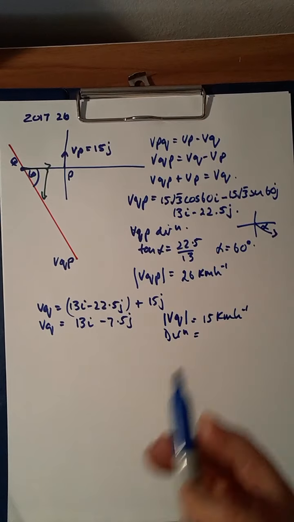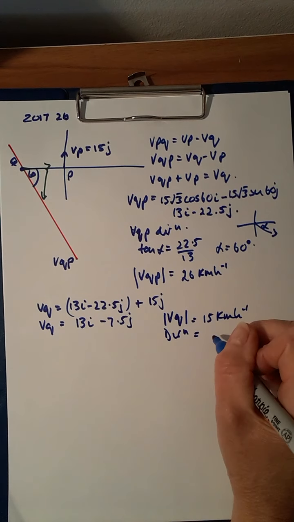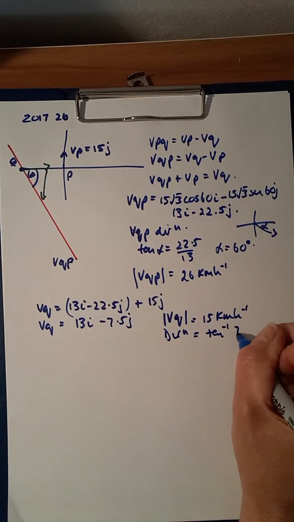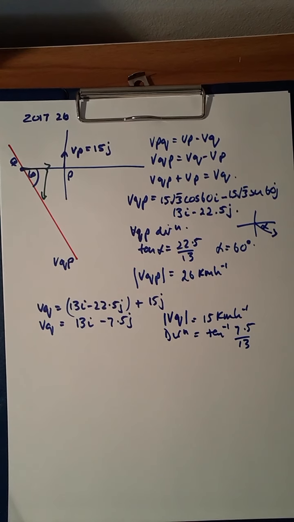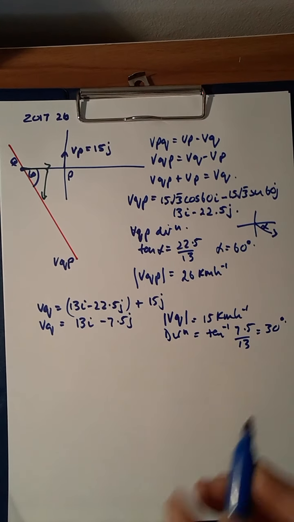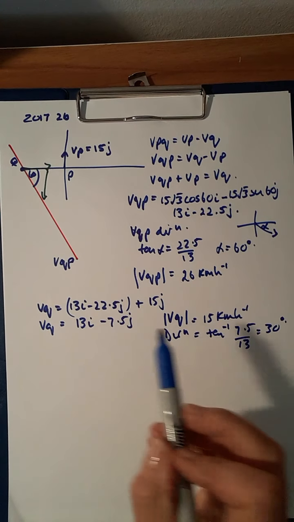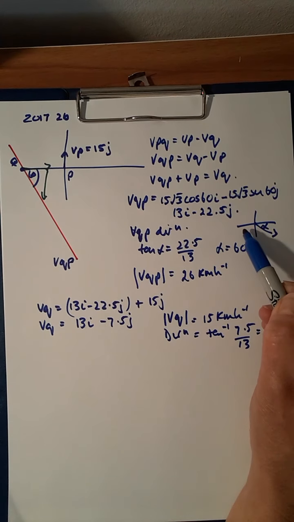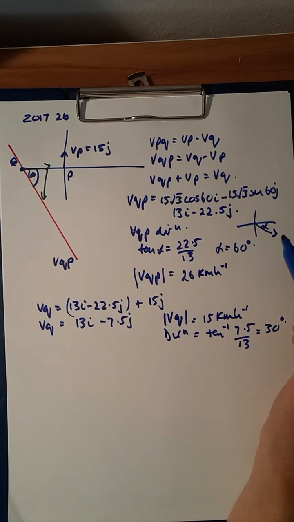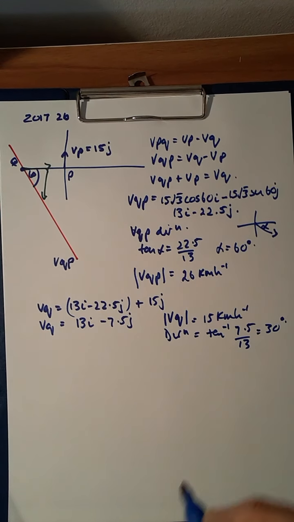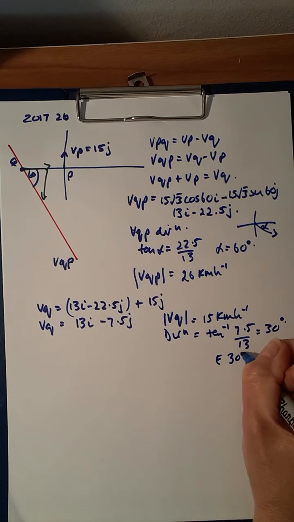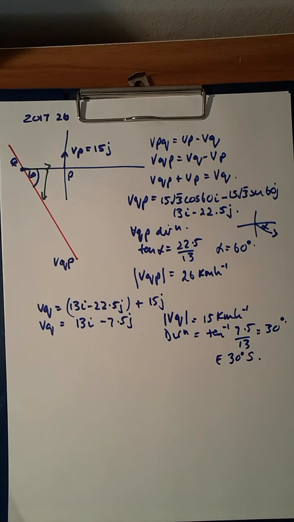Now, the direction that Q is going in, of course, is arctan 7.5 over 13. So second function tan 7.5 divided by 13 gives you an angle of 30 degrees. And of course it's positive i, negative j, so it will be heading east 30 degrees south. Okay, that's its direction. Even if I'm not asked, I'd get it anyway. Okay, so that's the velocity of Q.